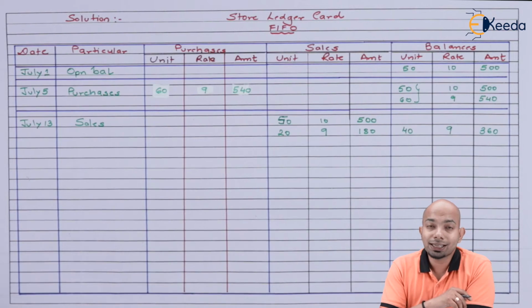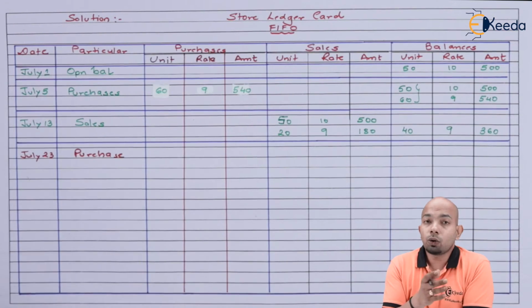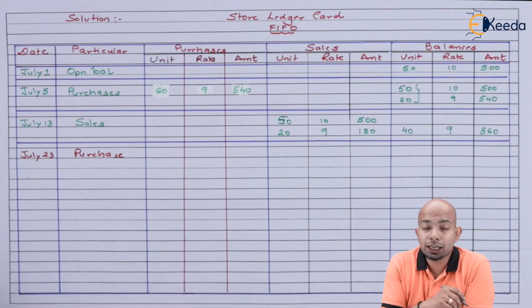So that is the balance that is left, and that is how the sales is supposed to be tackled. Now let's go on to the next transaction. Before that, let's cut a line there. Now on July 23, there was another purchase that was done. So let's figure out what is that purchase that we have.